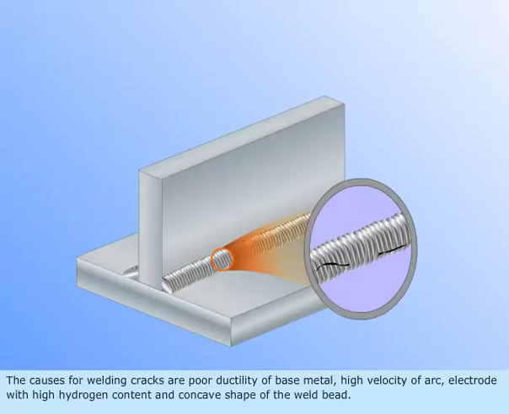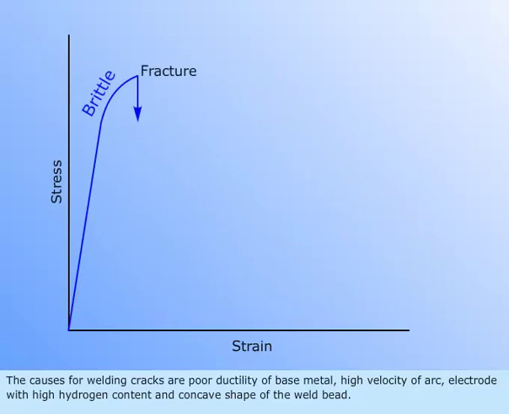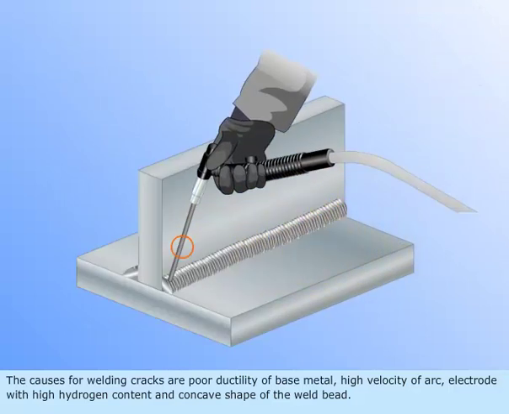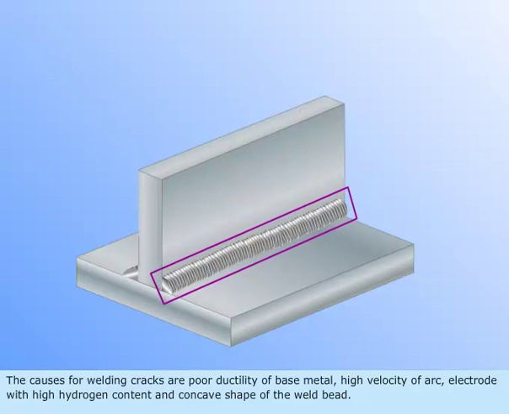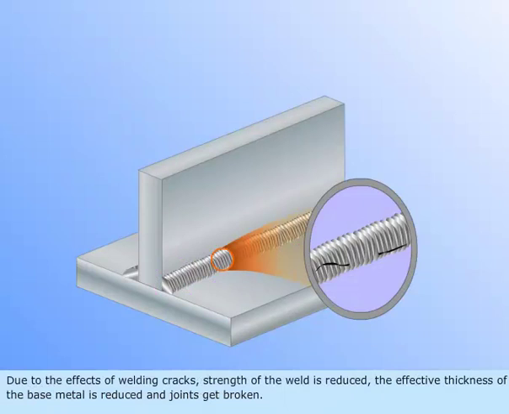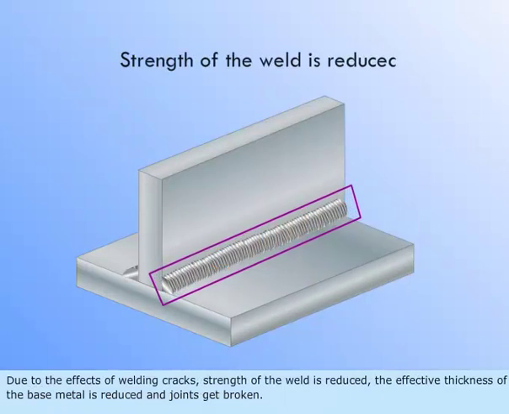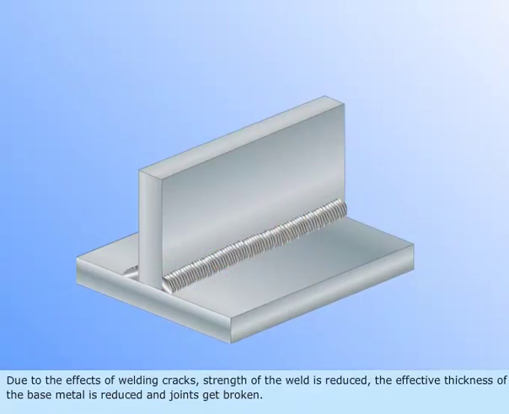The causes for welding cracks are poor ductility of base metal, high velocity of arc, electrode with high hydrogen content, and concave shape of the weld bead. Due to the effects of welding cracks, strength of the weld is reduced, the effective thickness of the base metal is reduced, and joints get broken.